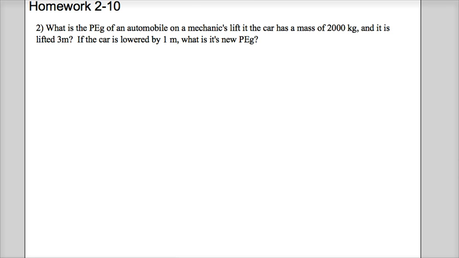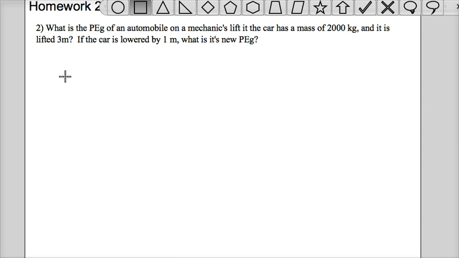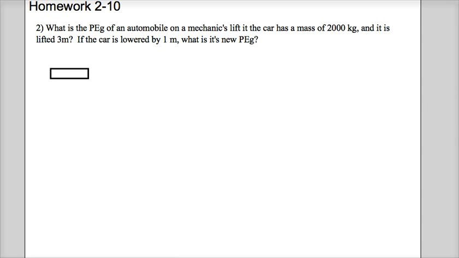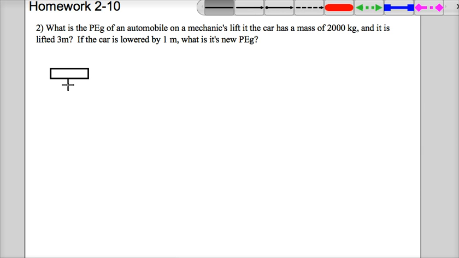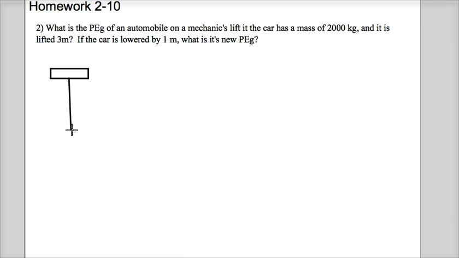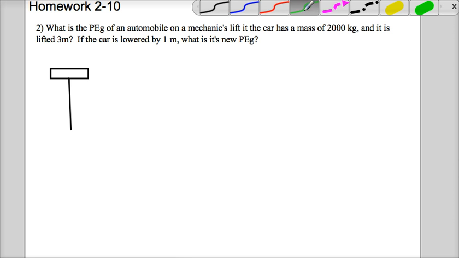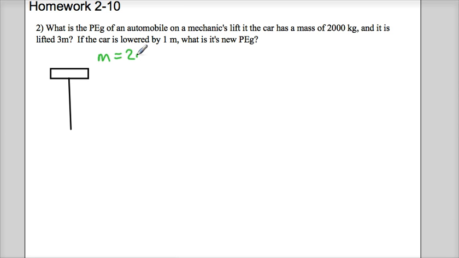As always, I like the pictures. So what we can do is draw a very simple car up on a mechanic's lift. Okay, and there's some information that's given here. It says that the mass of the car is 2,000 kilograms. It says that the distance that it's lifted is 3 meters, so that D is equal to 3 meters. That's the first part of the problem. The second part of the problem asks what happens if it's lowered.